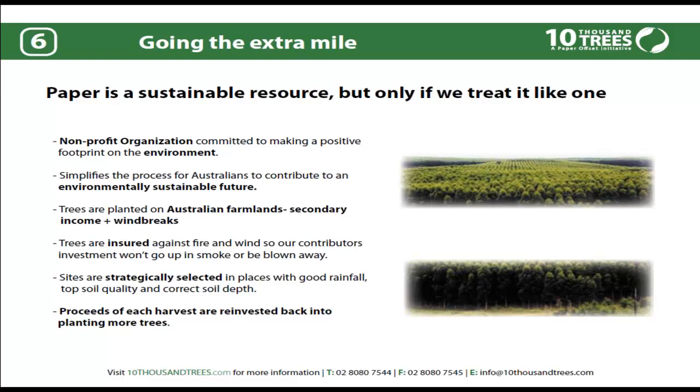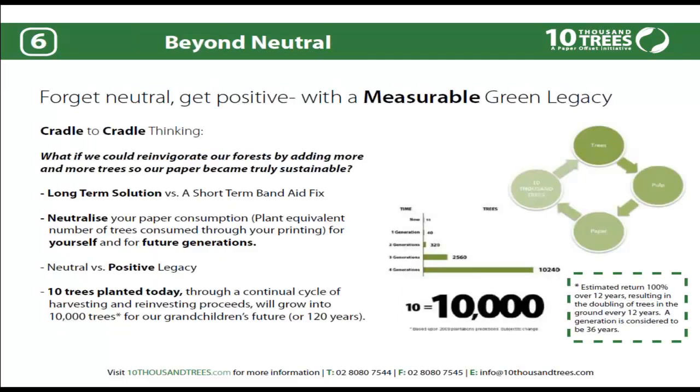And what happens is that every 12 years, we actually harvest these trees and we sell them back to the paper industry. Now, with the money that we get, we invest it back into planting more trees. What this means is that you can actually have a positive legacy, because every 12 years, you can actually double the number of trees that we have. So if you plant 10 trees today, in 12 years, it becomes 20 trees. In 24 years, it becomes 40 trees and so forth. In 120 years, you get 10,000 trees. So think about the impact that you can make by offsetting the paper that you have as well. That's basically an extra step that you can do to help with that.